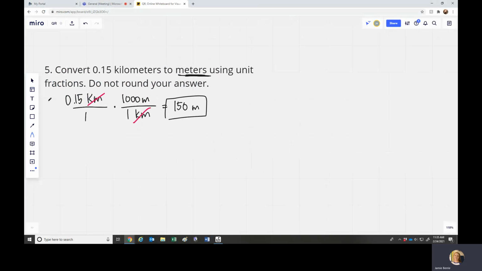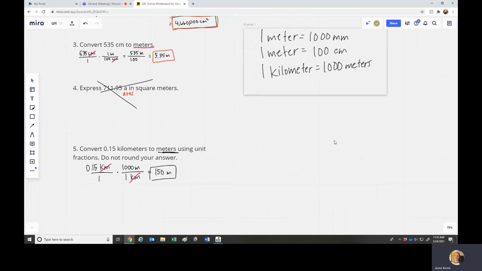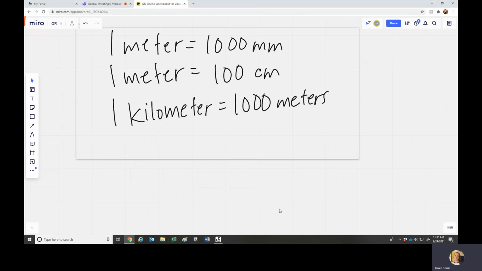Okay, so on the test, you will need to have these three unit conversions written down on your index card, or you need to have them memorized. So make sure that you have one of those things done.